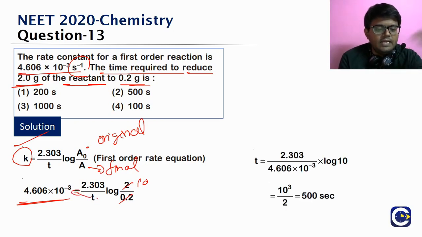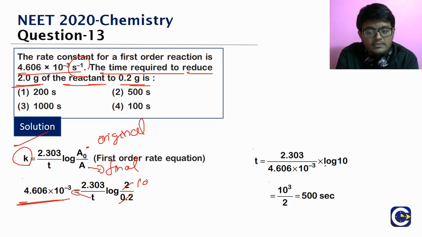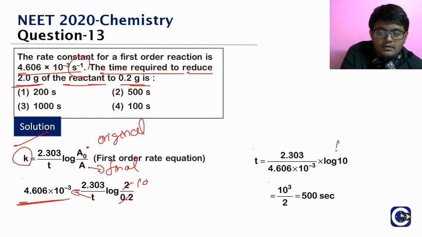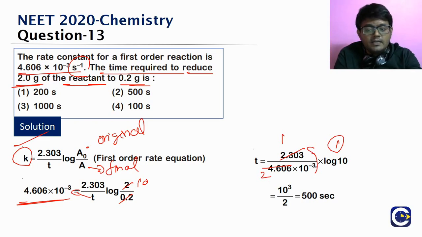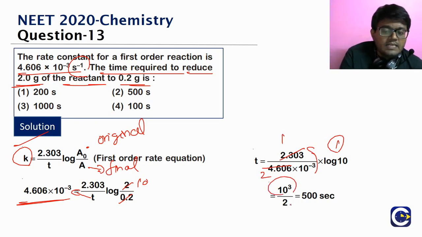T is what we are looking for, right? We will take the T to the left side and bring the 4.606 into 10 power minus 3 to the right side. It will go to the denominator. So T will be equal to 2.303 divided by 4.606 into 10 power minus 3 into log 10. Log 10 is 1. Now 2.303 ones, 2.303 twos. 10 power minus 3 will go to the numerator and become 10 power 3. So what is 10 power 3 by 2?